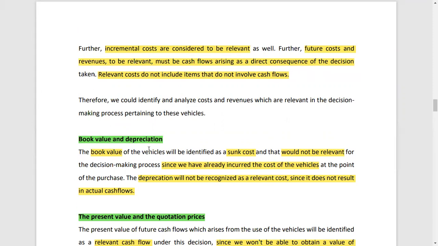Okay, book value and depreciation. The book value is a sunk cost and would not be relevant since we have already incurred the cost of the vehicles. So that's a sunk cost, and sunk costs are irrelevant. You should already know these things. The depreciation will not be recognized as a relevant cost since it does not result in actual cash flows. So I'm saying the book value is irrelevant, and on top of that, the depreciation is irrelevant. I'm not just saying that they are irrelevant. I'm explaining as to why I have considered them to be irrelevant costs.